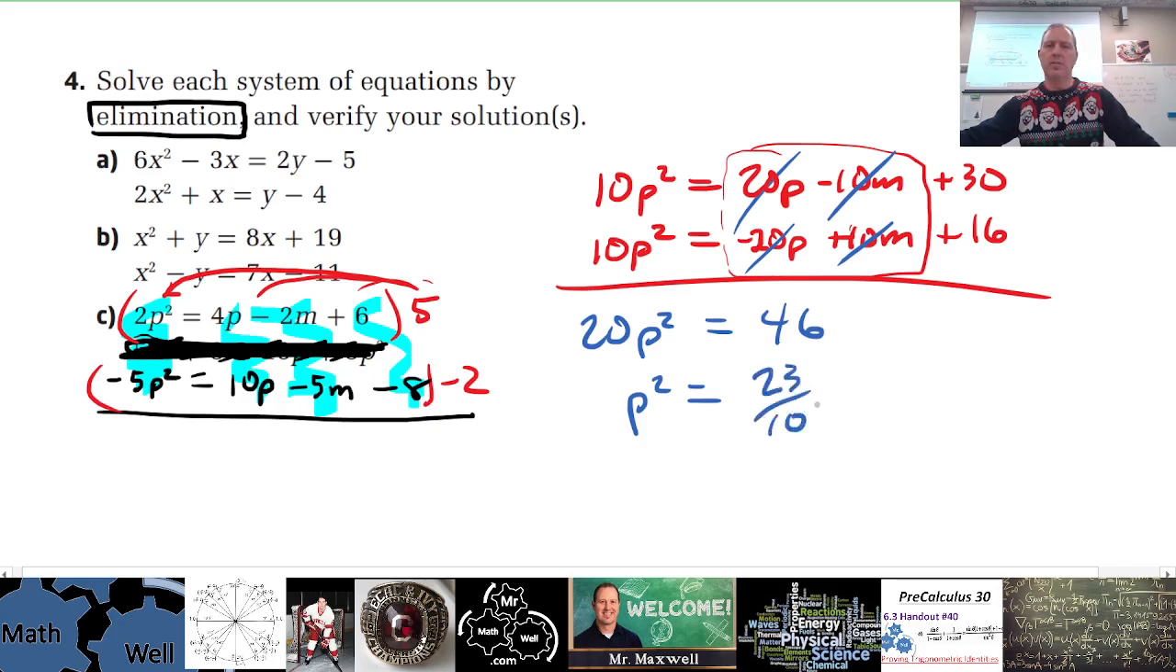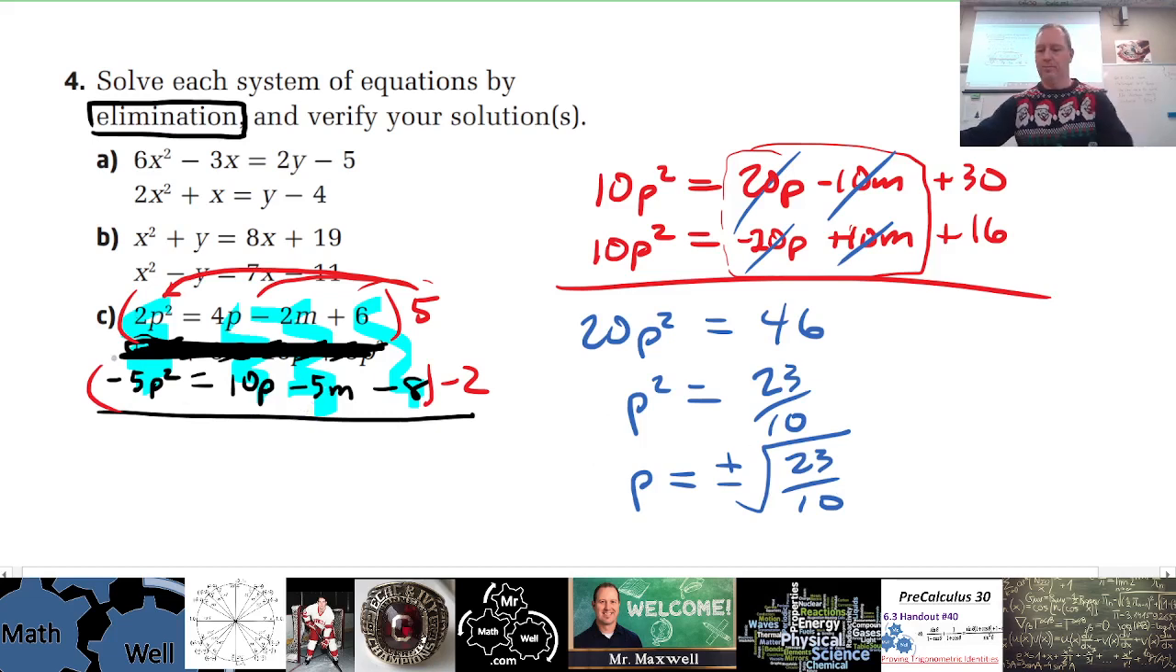23 over 10. Okay, is this going to be a nasty, messy fraction question here, is it? Anyone know? Yeah? Some nasty, okay, no problem. So p then is equal to plus or minus root 23 over 10. Can't simplify that. We're going to leave it as an exact value there. So you got 2 options for p. If you plug that number in, it's going to be a little messy, but you can find your values for m.